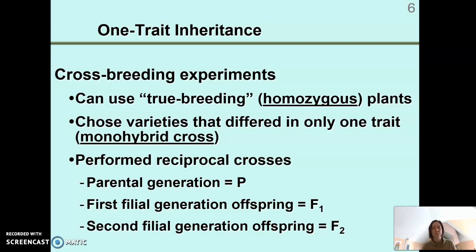So crossbreeding experiments often use true breeding plants. These are called homozygous. And that means that they have been observed through many generations, and we know what to expect when they are cloned and when they reproduce. So they have certain genes, we call them homozygous. And when we choose varieties that differ in just one trait, we are doing a monohybrid cross. Mono means one, hybrid crossing.